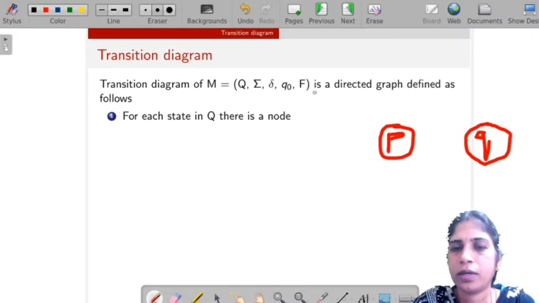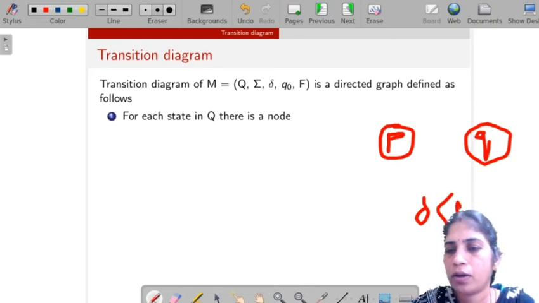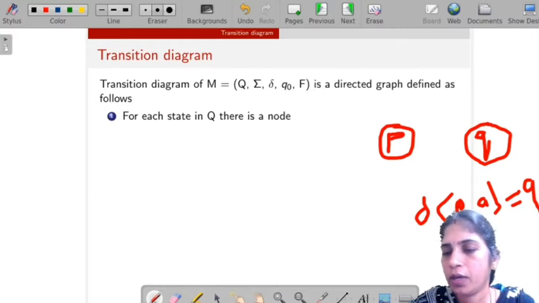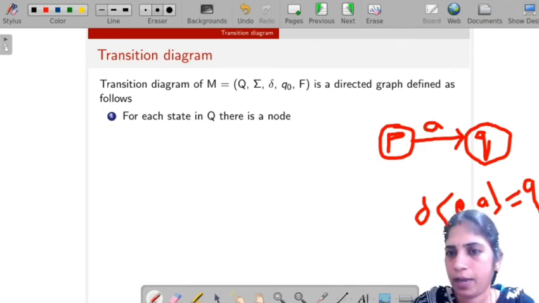Okay. Then if there is a transition delta of P comma A is equal to Q, that means from the state P, the automata reads the input symbol A, it goes to the state Q. That means there is a transition from state P to state Q over the alphabet A. This is represented by a directed labeled arrow, a directed edge labeled by A. There is a transition from P to Q over the alphabet A.